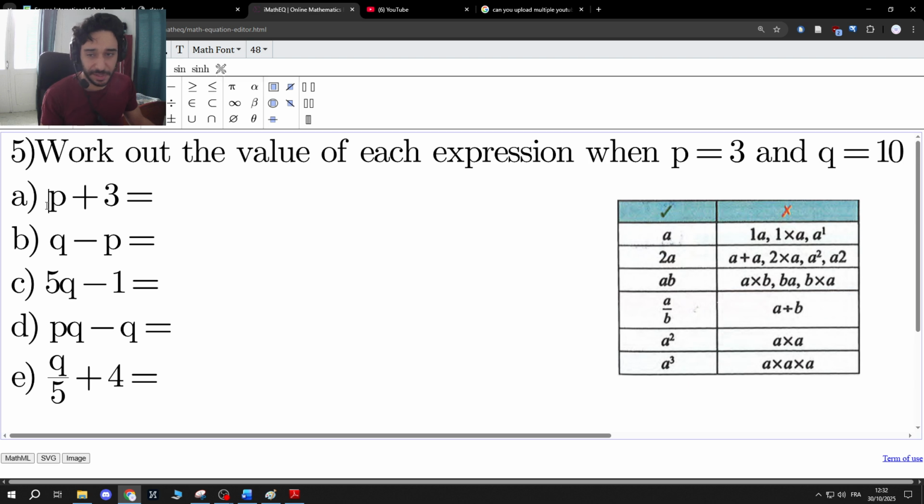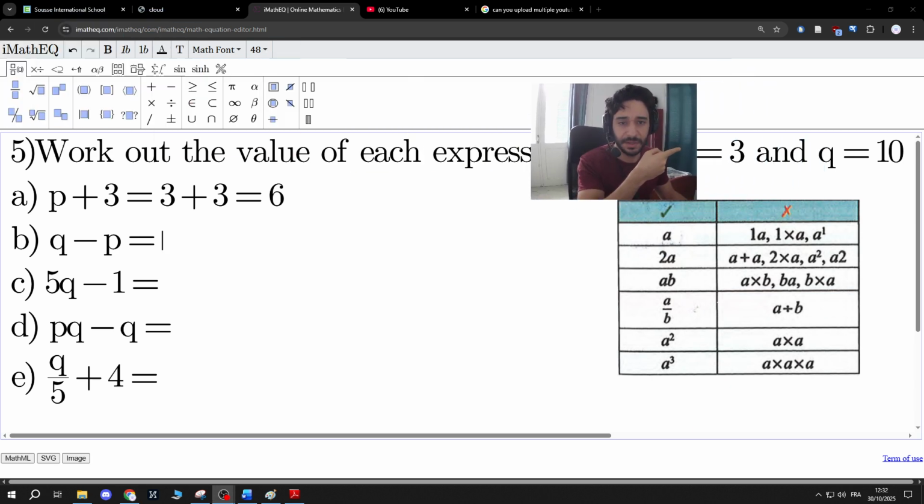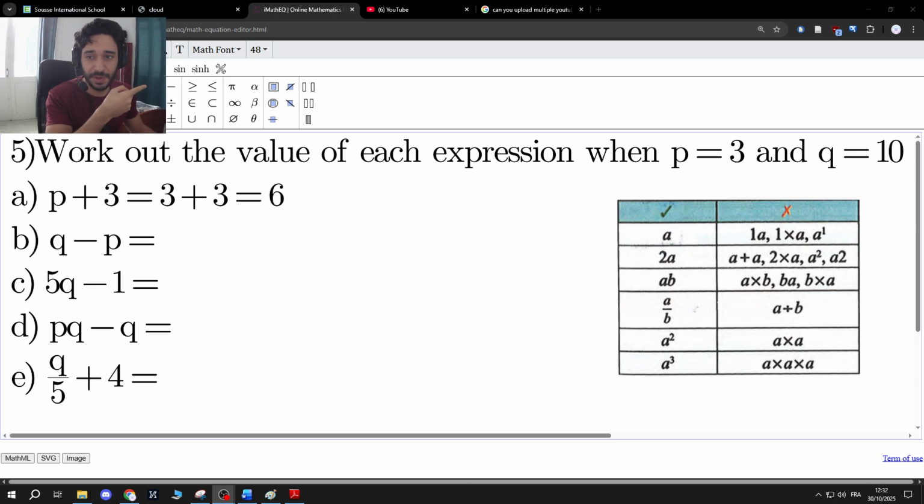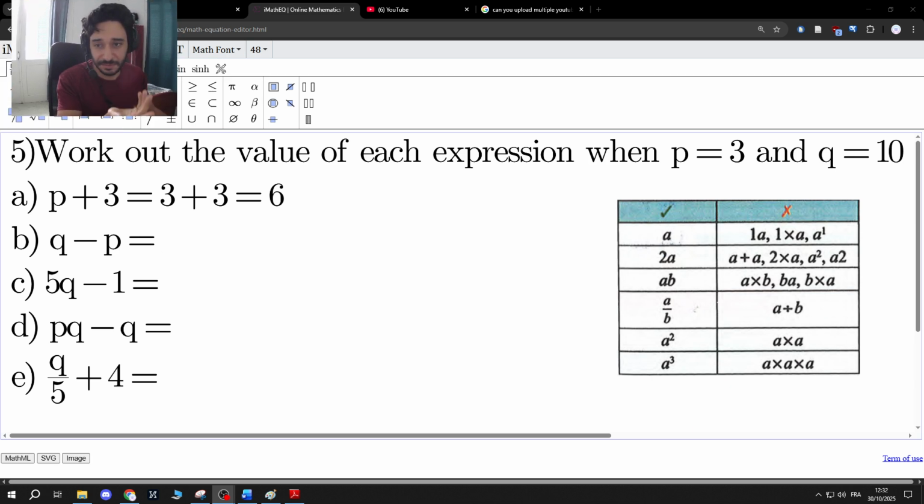So let's look at a, for example. A equals p plus 3. So what is p? It is 3. So all I have to do is replace that p by 3. So my answer would be 3 plus 3. And since you passed primary school, you should probably know 3 plus 3 is 6. First question is done. Q minus p. Q here is 10. P here is 3. So if I'm going to do Q minus p, it's as if I was saying 10 minus 3. And what's 10 minus 3? 7.